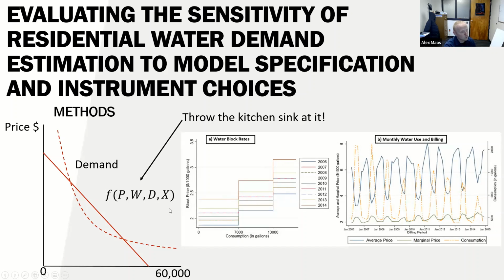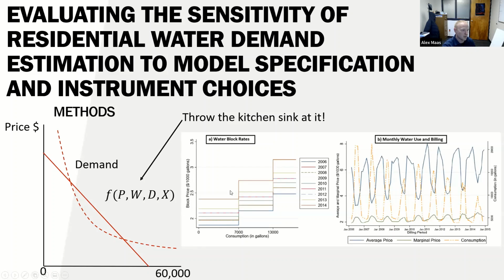This gets a little more complicated because, as a lot of you know, we actually have increasing block rate structures in most cities. So one of the cities that we looked at to do this is just a sample of their block rate structure across years. So at 7,000, they jump up, and then at 13,000, they jump up again. Because of this, there's actually some complications in estimation.